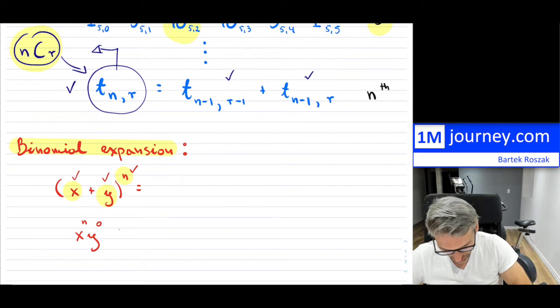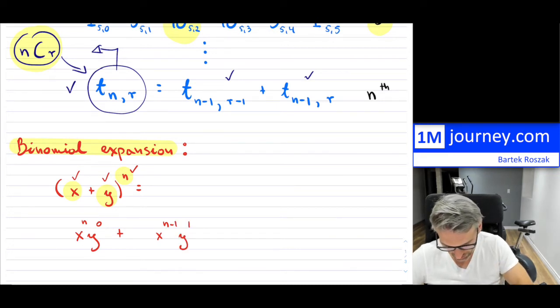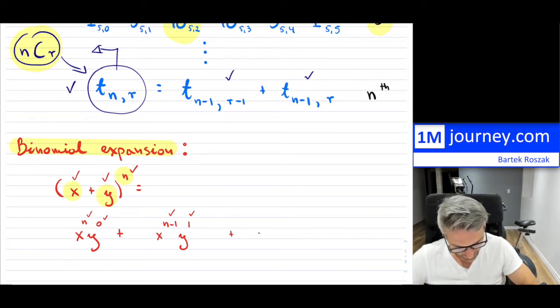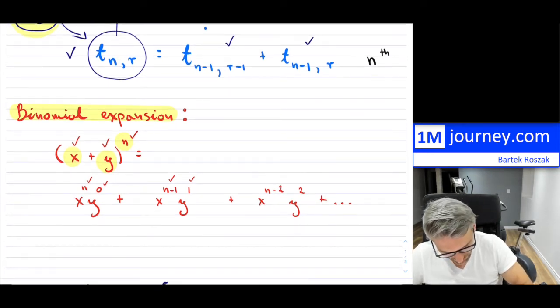So this will now be plus, and then it would go x to the n minus 1. Now the y is going to be increasing. Notice it goes n, then n minus 1, while the y starts from 0 and then increases to 1. And then it continues on, so it would now be x to the n minus 2, y to the 2, and this keeps on going, which is where you see the dots.